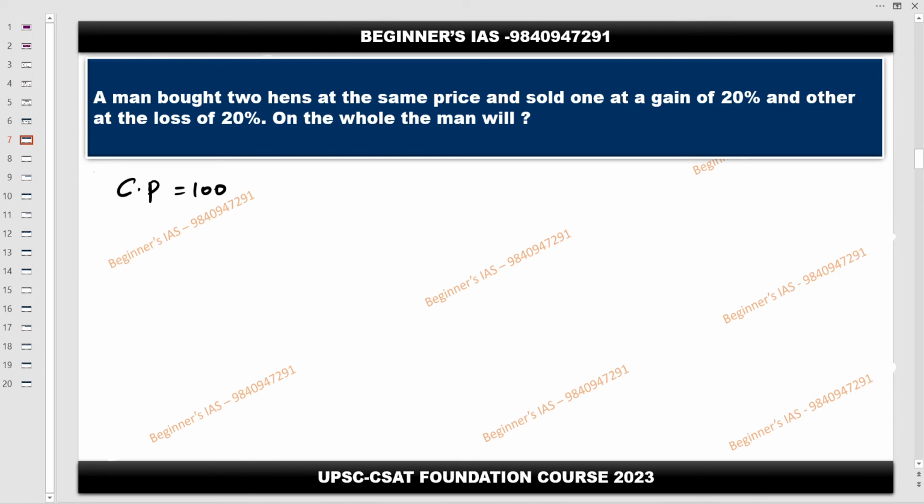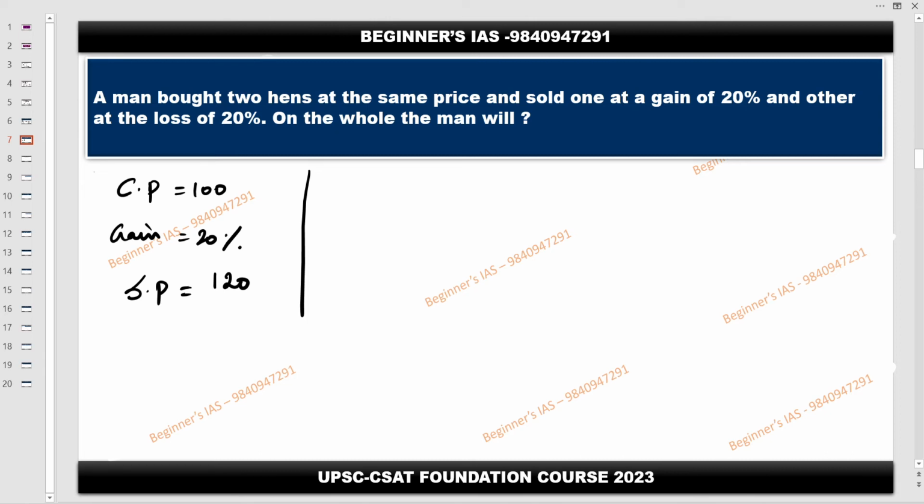One is sold at a gain of 20 percent, so the selling price is going to be 120, right? We can directly use x square by 100: plus 20 into minus 20 divided by 100. It's the same percentage, so it is always a loss of x square by 100, so 4%.